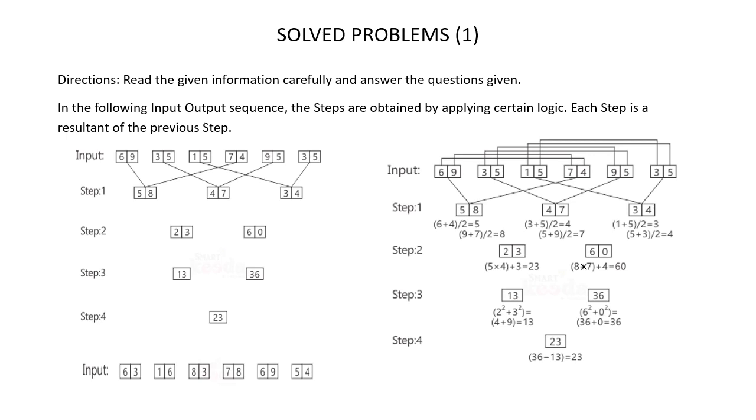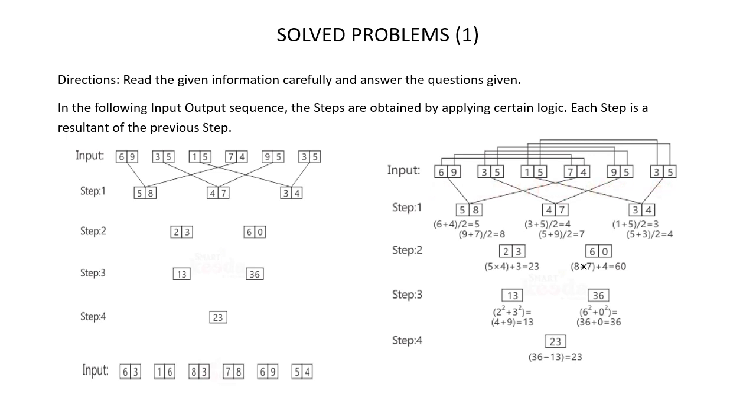Each of these numbers is written within a box. Now when you move on to step 4, you will see that the number in step 4 is the difference of the two numbers in step 3. That is 36 minus 13 is 23, and 23 is the number in step 4. So step 4 is the last step of this sequence. Step 4 is the output for this particular input.